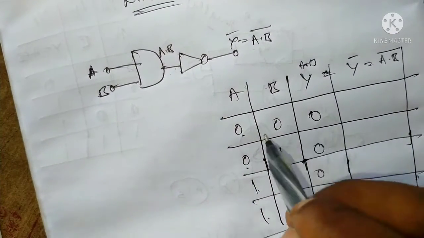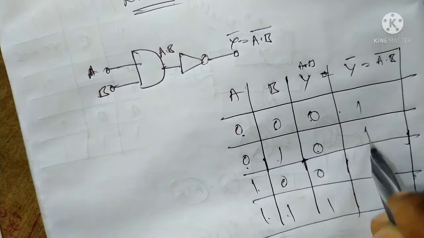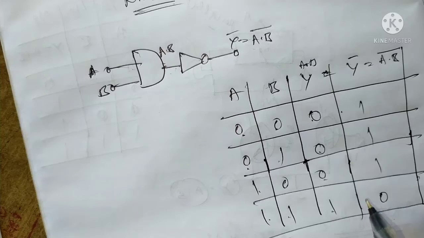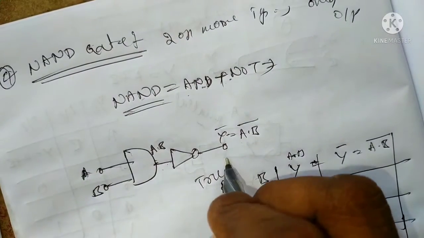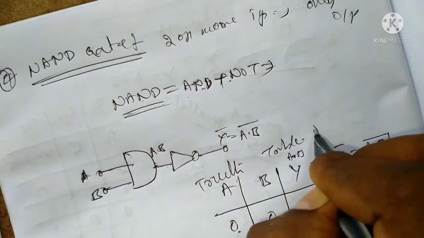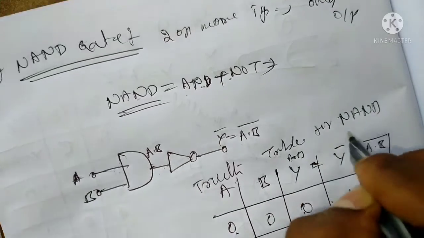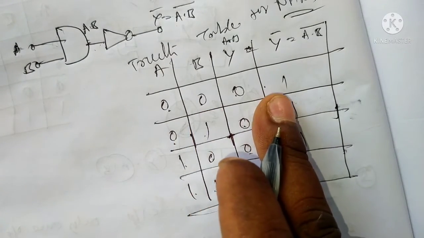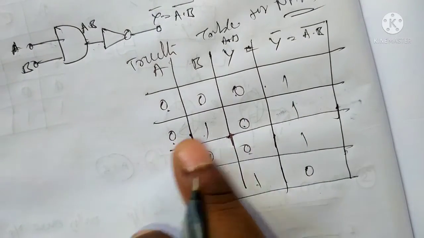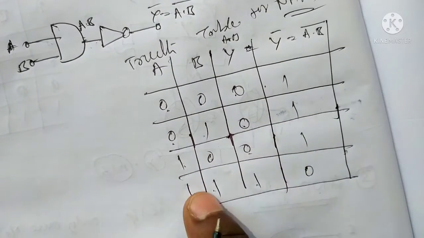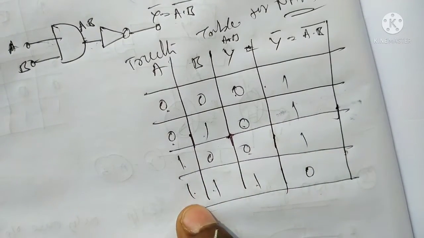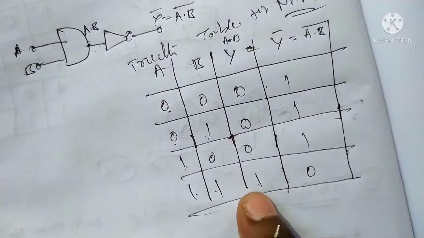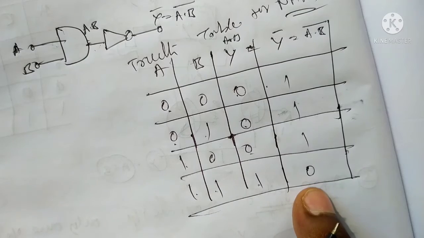For the NAND gate, 0 bar means 1, 0 bar means 1, 0 bar means 1, 1 bar means 0. This is the truth table for the NAND gate. The outputs are 1, 1, 1, 0. If any one of the inputs A or B is low, we get the output 1. Only when both are high do we get 0. That is special about the NAND gate.